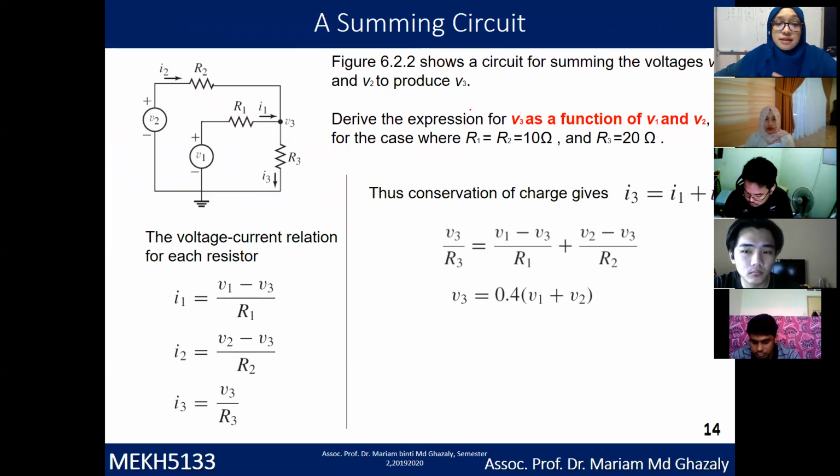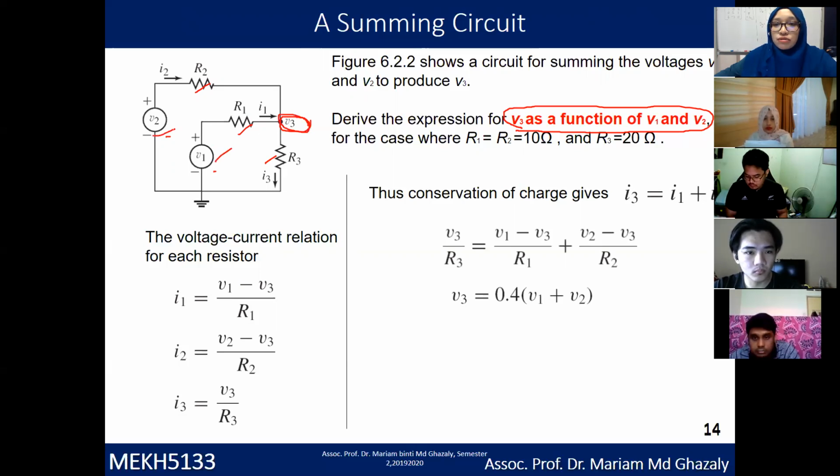Then we go to the second example, a summing circuit. You have two voltage supplies, V1 and V2. Then you have R2, R1, and R3 here. The question is, derive the expression for V3 as a function of V1 and V2. So they ask you to get V3 as a function of V1 and V2, and they give you the values for R.